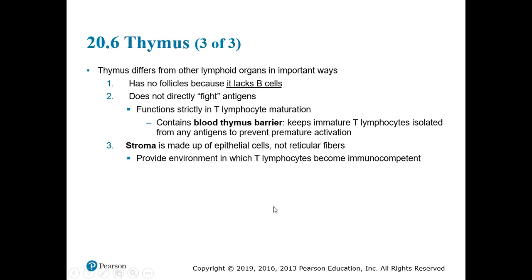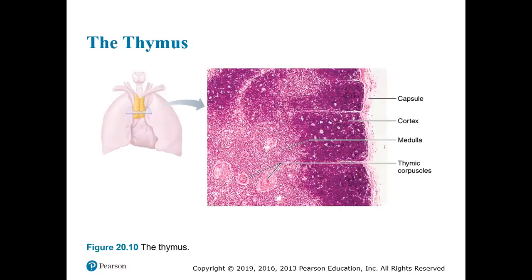It does contain a blood thymus barrier, and that's going to keep the immature T lymphocytes cornered there, isolated from any antigens to prevent premature activation, because they're still immature. We don't want them to get involved yet. We want them to reach maturity so they can then do what they need to do, right? We also have the stroma made up of epithelial cells, and they are not reticular cells. So here, taking a look at some histology, we can see the capsule. You have our cortex, the medulla, and the thymic corpuscles.